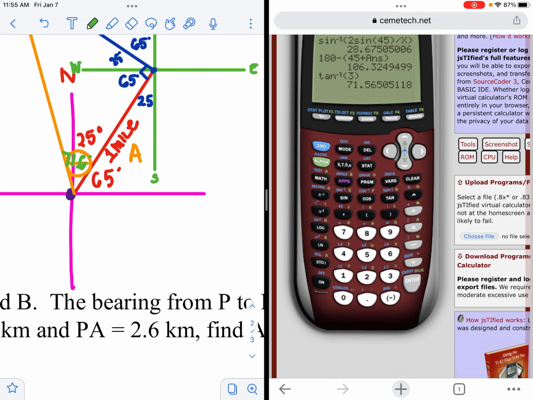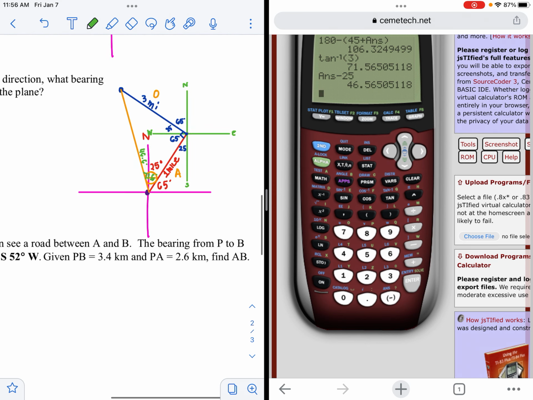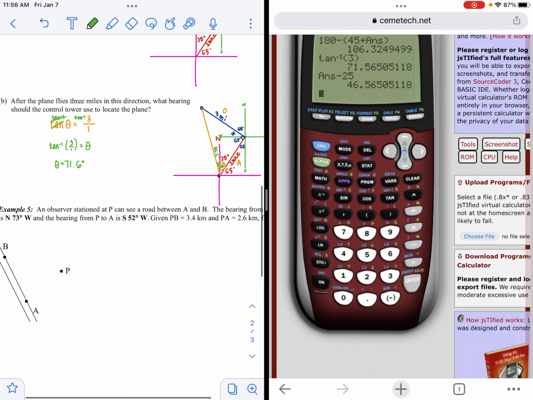So now I can get this little angle right here. So I'm going to do minus 25. And now I know this angle is 46.6 degrees. All right, so now I want to know what that bearing is.